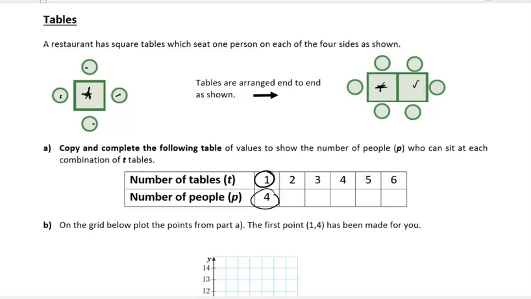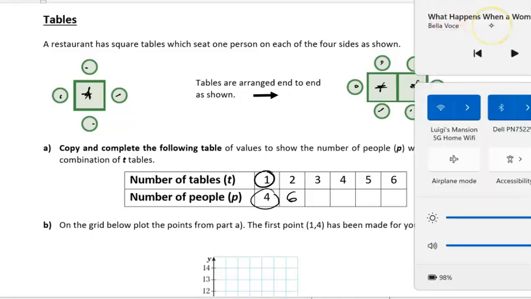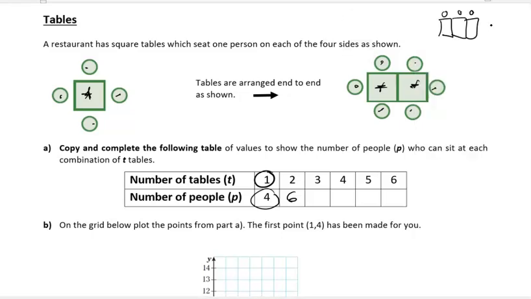If we have two tables and we count one, two, three, four, five, six, our output is six people. And if we had three tables, we'd only be able to put seats around the outside here. So if we count them, one, two, three, four, five, six, seven, eight. And so we should start to see a pattern here. So I'm looking for a pattern.